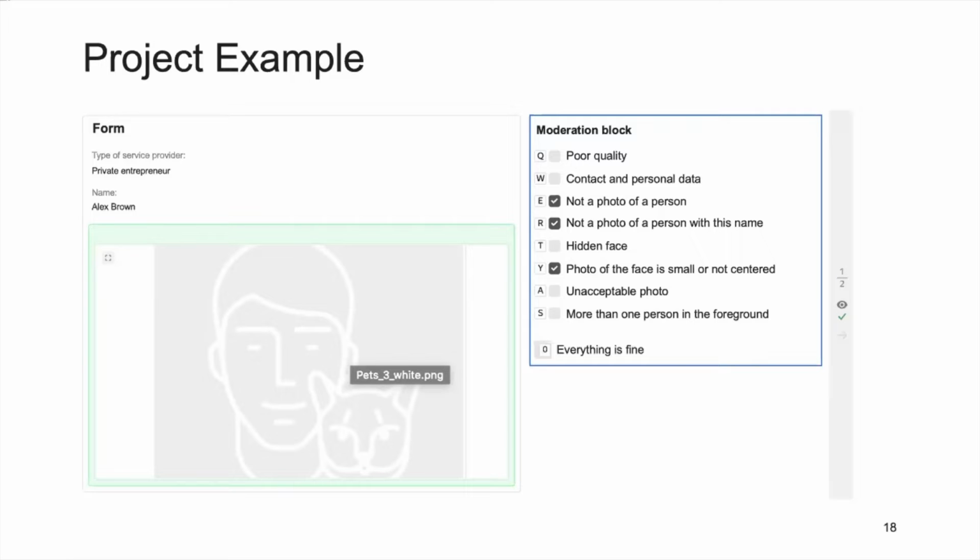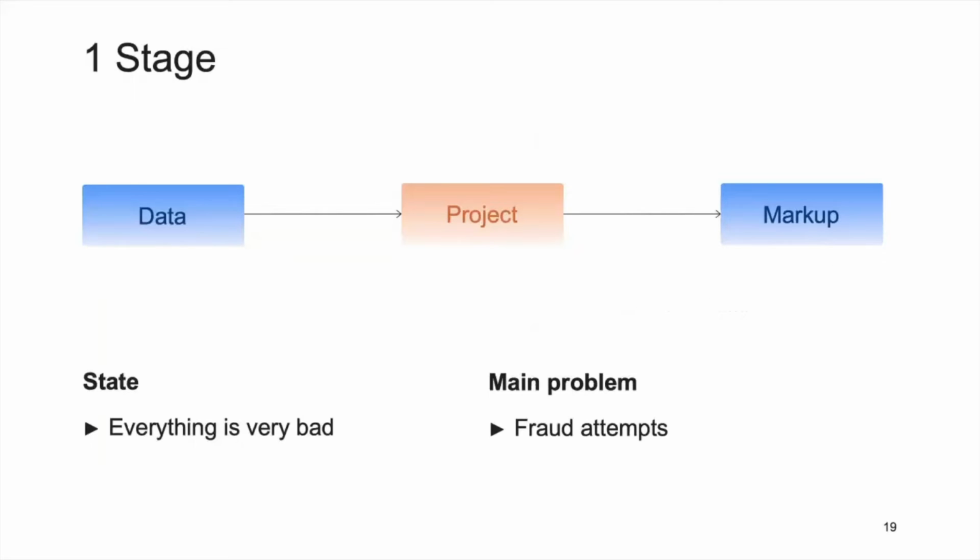So we have a project. Let's launch it. And this is the first stage. The state of this stage is very bad. Our markups, our labeling, is very bad, because Tolokers or even some robots could choose random labels and get some money. To avoid this, we always use honeypots. And to make it good, we need to collect a big set of honeypots.